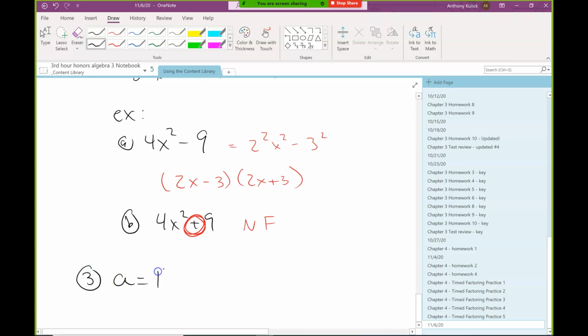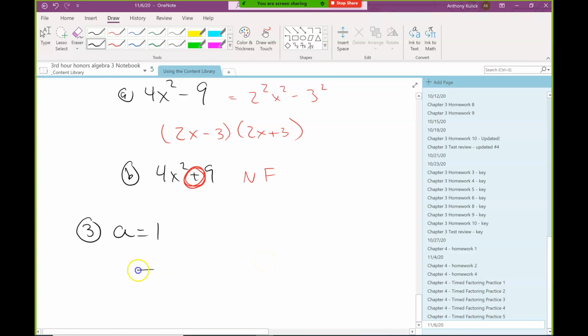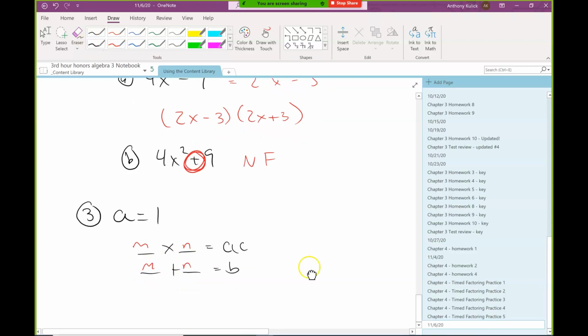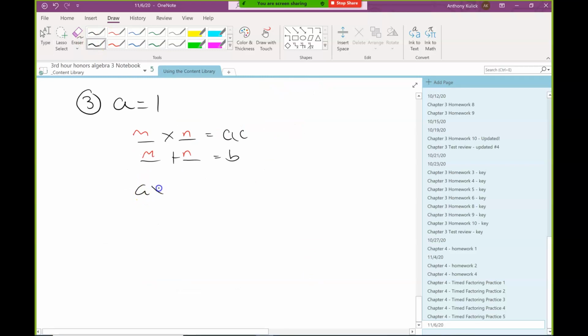The third situation is if the leading coefficient is equal to 1. In that case, we have two numbers that multiply to give us a times c and add to give us b. Let's just, for the sake of argument, call those numbers m and n. Then ax squared plus bx plus c is equal to x plus m times x plus n. This is the most versatile one.